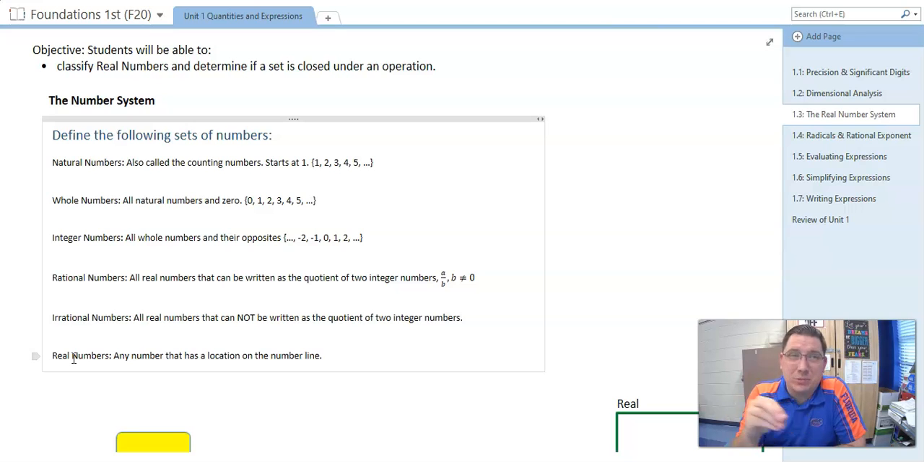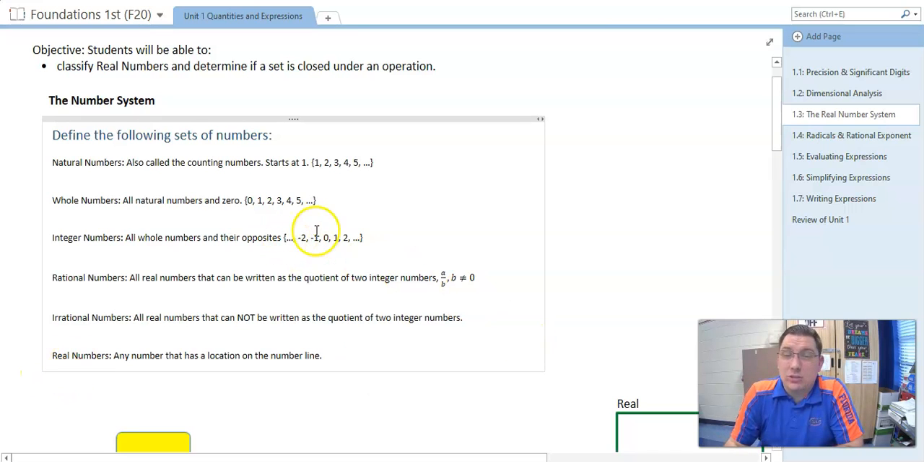Irrational numbers are going to be decimals that never stop and never repeat, like pi or the square root of 2. Remember, integers, look at this set. There's no fractions there, right? But we have got negative numbers, we got positive numbers. Whole numbers, 0, and then counting up, 1, 2, 3, 4, 5. And our natural numbers just start at 1. 1, 2, 3, 4, 5. Don't include that 0. Remember, and real numbers are any number that has a location on the number line.